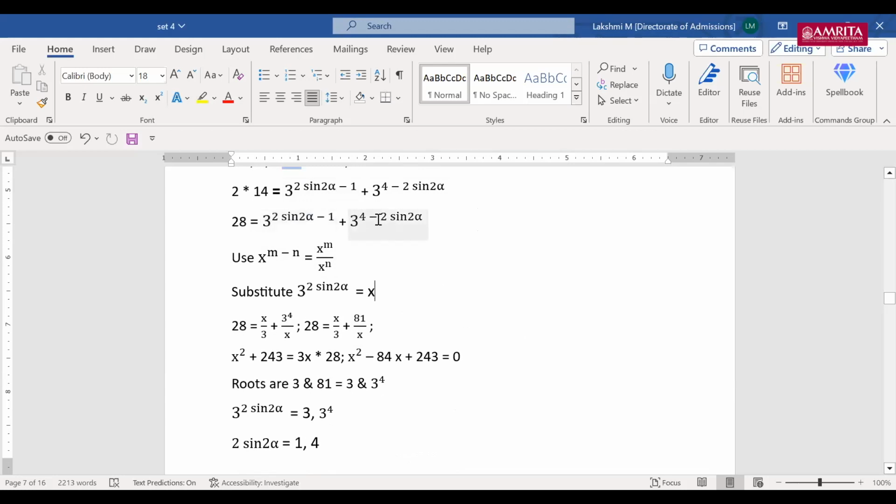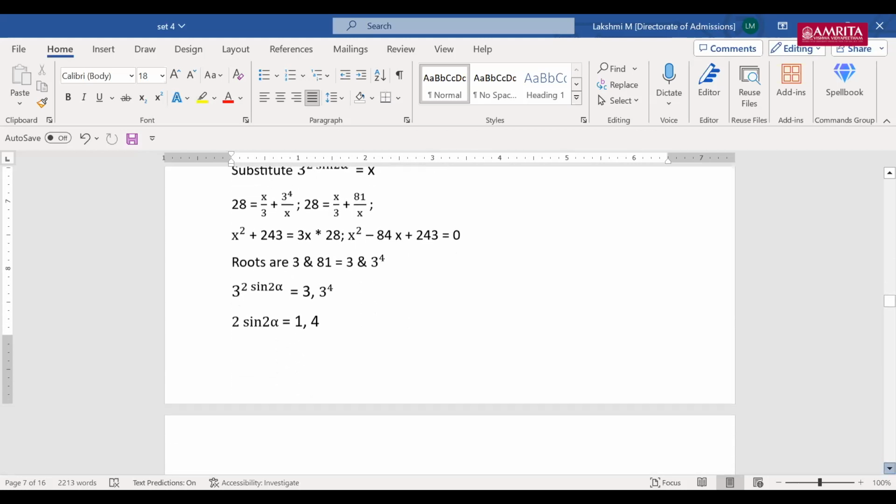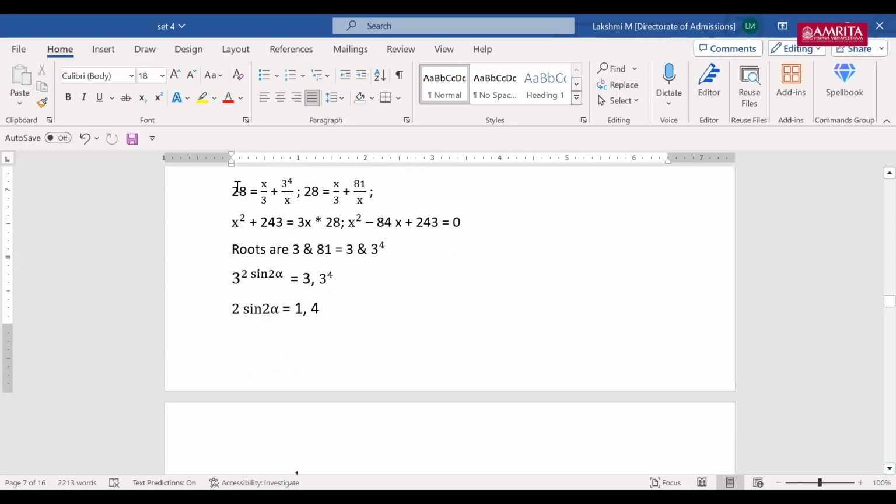Here also it will be of 3 raised to 4 minus 3 raised to, because you could just use the a by b form, x raised to m by x raised to n, or some form that you have studied. So once you know that, you'll be just able to find out this as x by 3 plus 81 by x. Once you know this, just multiply it, frame an equation, find the roots. Once you find the roots, you'll have to just resubstitute for it, right? So you could see the values as 2 sine 2 alpha is equal to 1 and 4 in this case. Right? The value is 1 and 4.